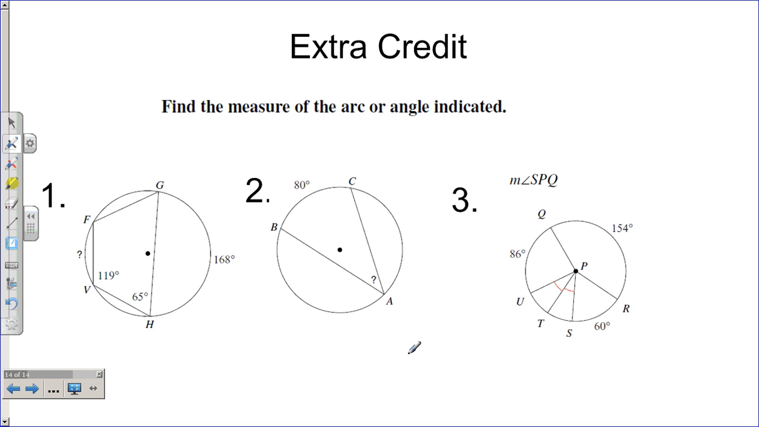So here's your extra credit. Show the work for these. You don't have to draw the circles. Show the work on how you came up with it. For 1, I'm wanting to know this arc. For 2, I want to know this angle. And 3, I want to know the measure of angle SPQ.